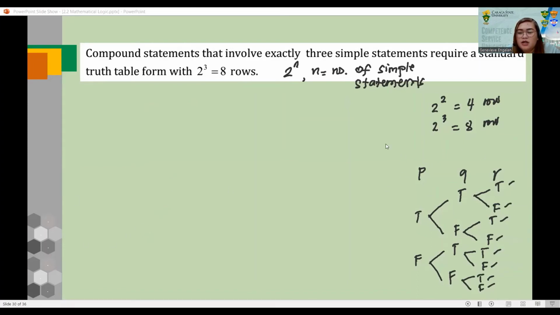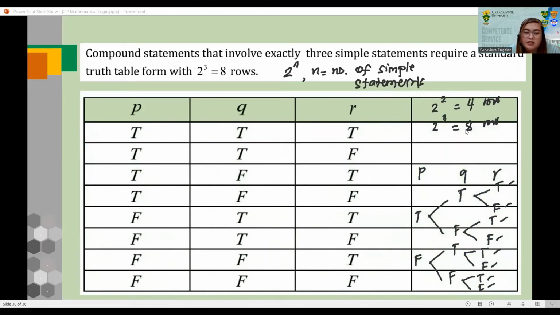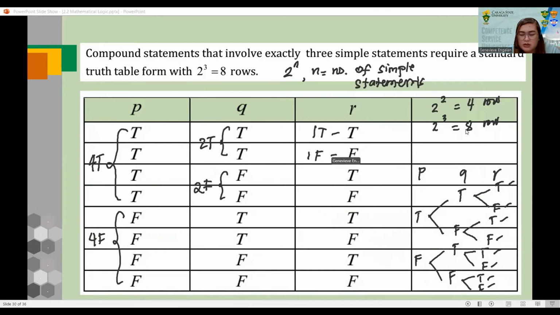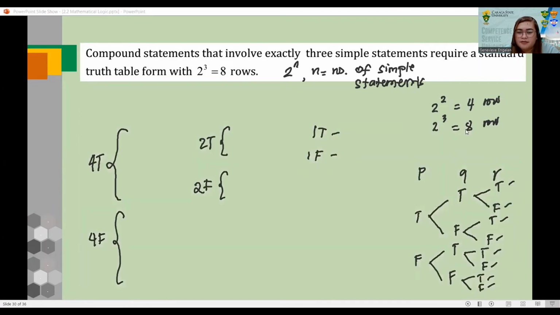So para dili na kamo maglibog, anaon na lang ninyo no. So makabalo na kamo kung pila ka row ang himuon. Kung tulo ka statement, you have 2 cubed, so you have 8 rows. Okay, so sa 8 kabuok sa first statement nimo, imong bahinon kaduha ang 8. So naa tay 4 ka true tapos 4 ka false. Sa sunod nga column, sunod nga statement, ang 4 i-divide na pod nimo, so tagduha na siya. Sunod, i-divide na pod nimo, so tag-isa na, true, false. So, yung ana na siya, class, para di kamo maglibog. Pag 8 ka row, upat ka true, upat ka false, tagduha, tag-isa. So, pag upat ka statement, pila naman ka row?